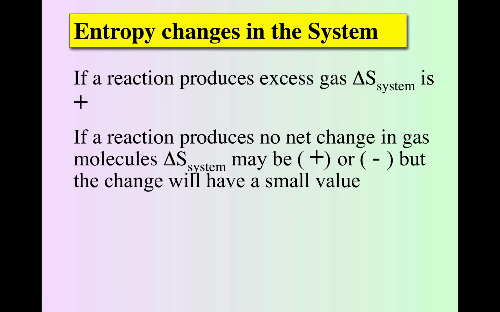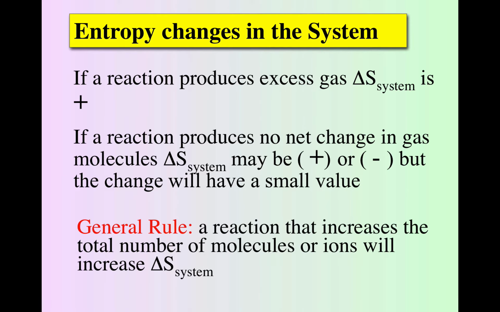So if a reaction produces gas, you can depend on it being a positive value for the delta S of the system. If a reaction produces no net change in gas molecules, the delta S could be positive or negative, but what we do know is that it's going to be small. So if gases aren't involved in the process, you could become more or less disordered, but you do know that you're not going to have a big entropy change. So a general rule: a reaction that increases the total number of molecules or ions, you're increasing disorder. If more particles are being created during a reaction, chances are you're becoming more disordered.